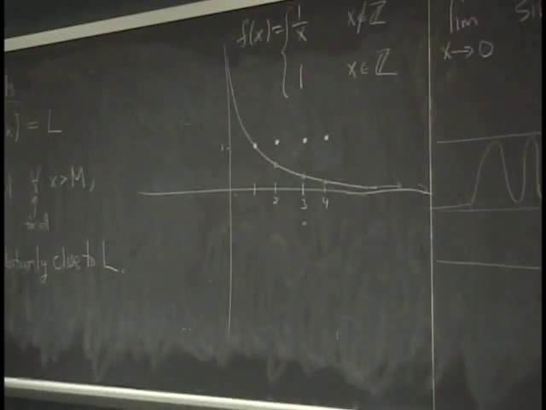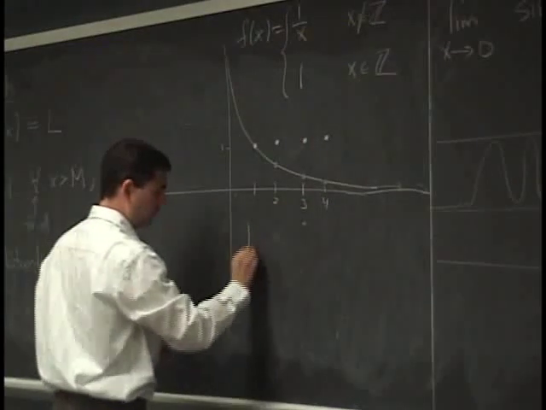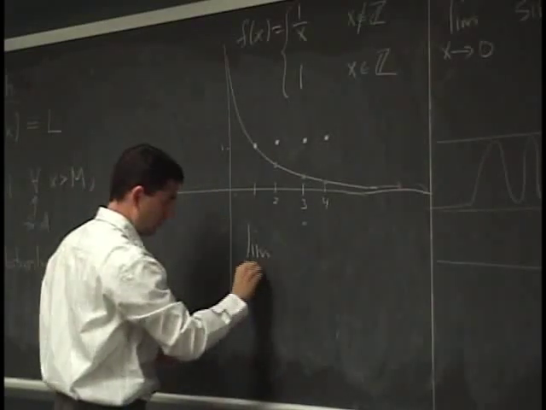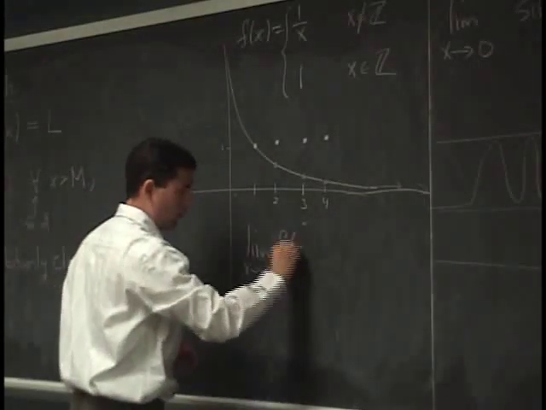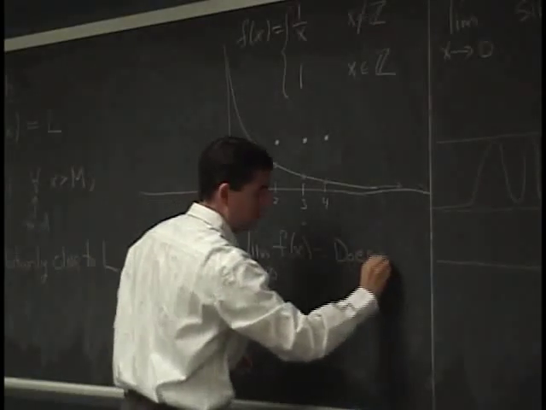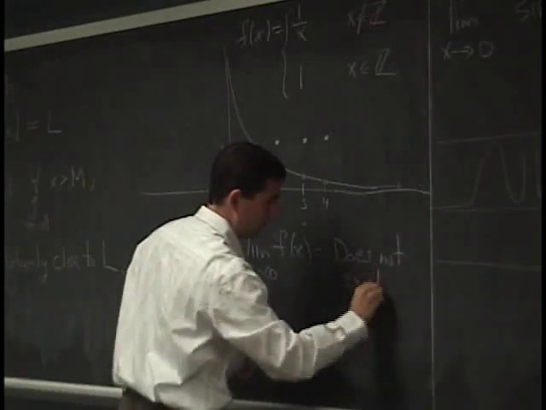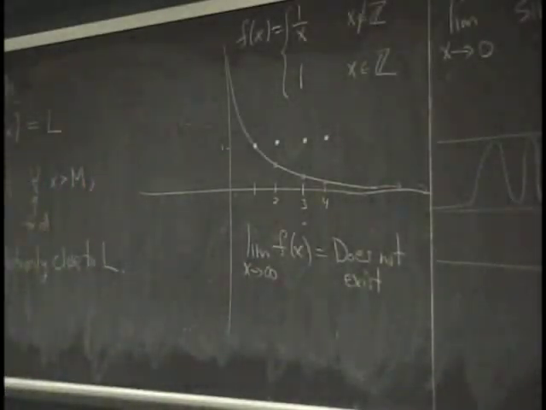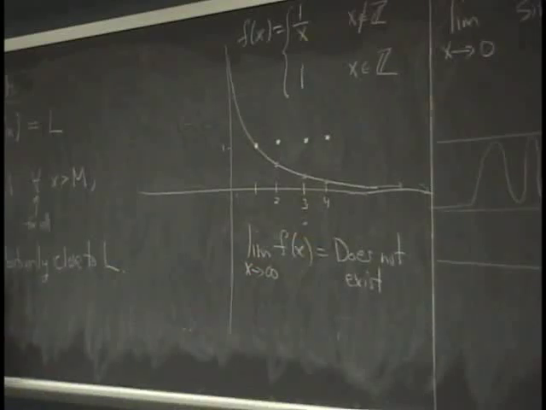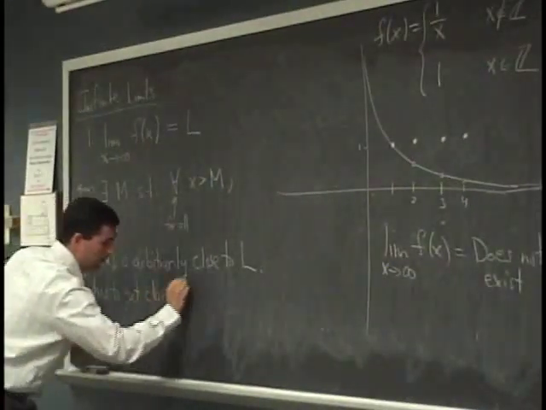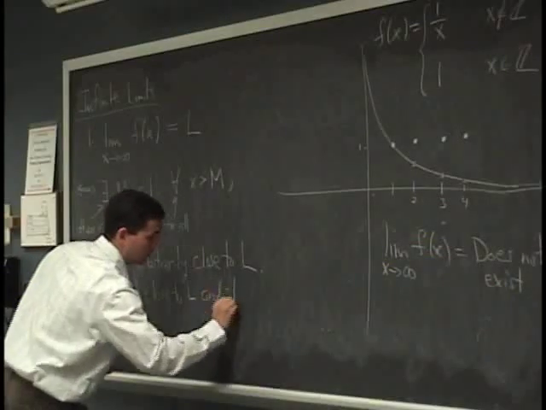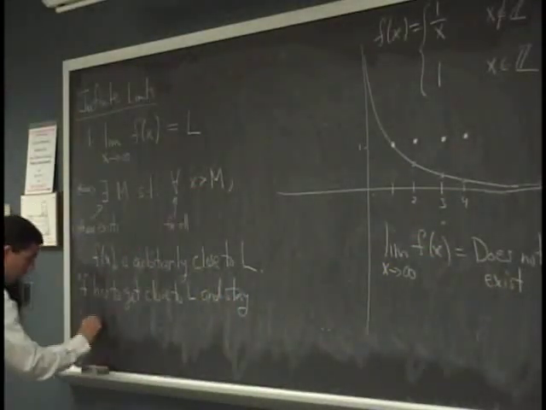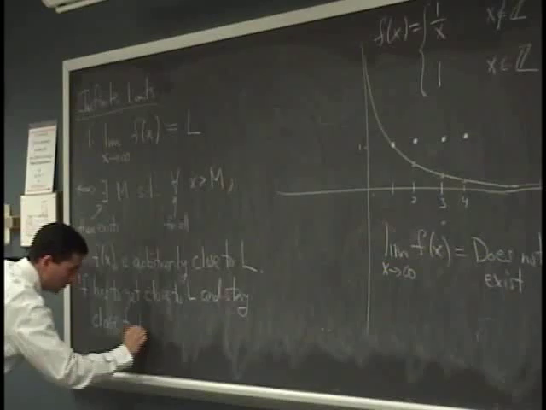So this limit of this function, we'd say does not exist. Because we want it to get close and stay close. So f has to get close to L and stay close to L.